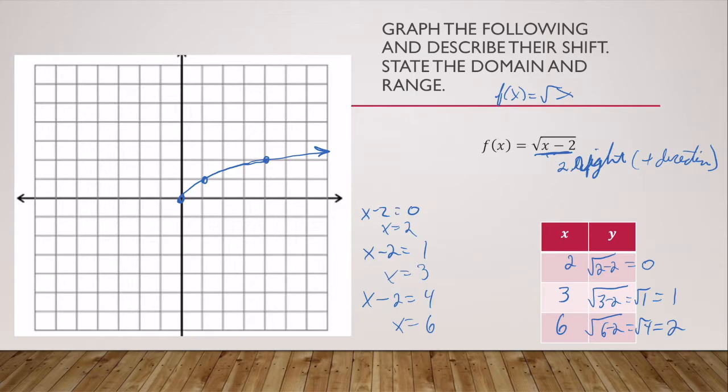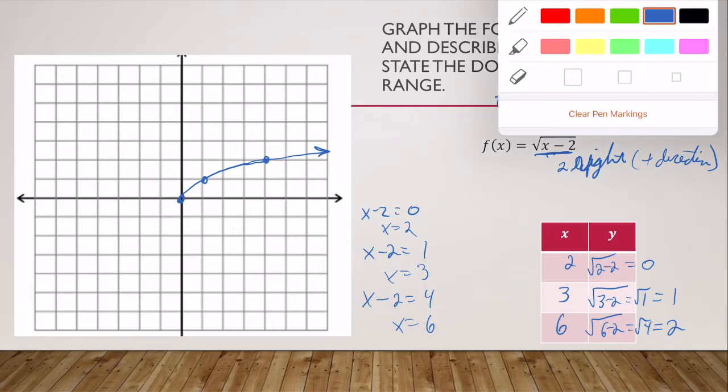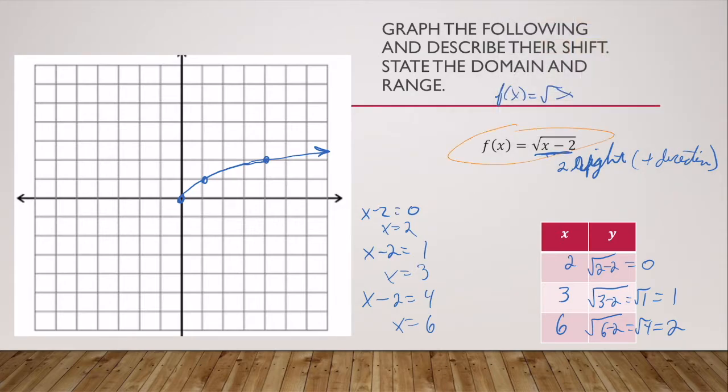So let's graph these ordered pairs. Let's graph it in orange because we like orange. When x is 2, y is 0. When x is 3, y is 1. And when x is 6, y is 2. So as you can see, everything has been shifted to the right. All the points have been shifted to the right too.